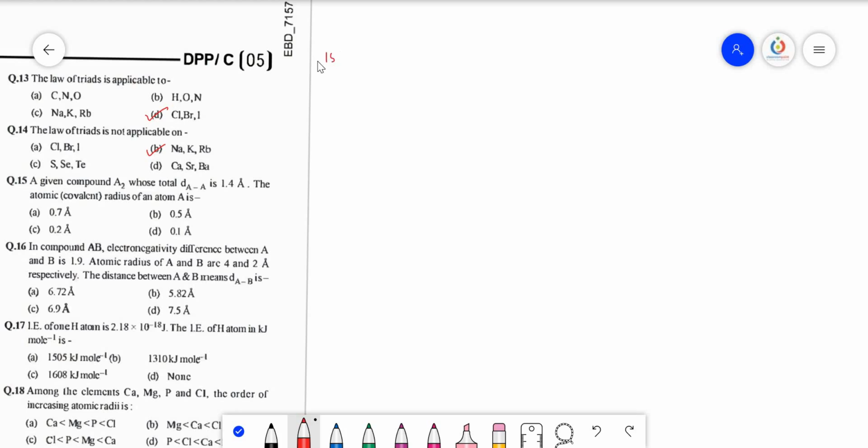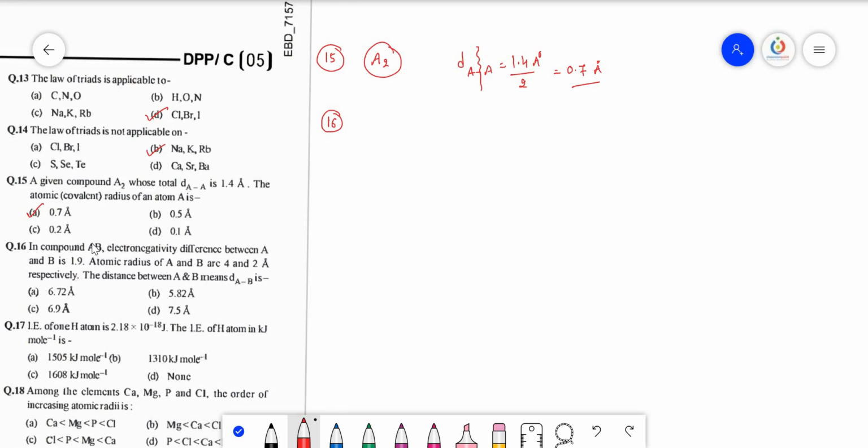So the next question is 15. For a given compound A2, there is a bond between the two A atoms. It may be a single bond or a double bond. Let there be some A2 molecule whose total distance between the two A atoms is equal to 1.4 angstroms. The atomic radius of the atom is, so total distance is 1.4. For the radius of a single atom, you have to take half of the internuclear distance. So just divide by 2, you get 0.7 angstroms. Hence option A is correct.